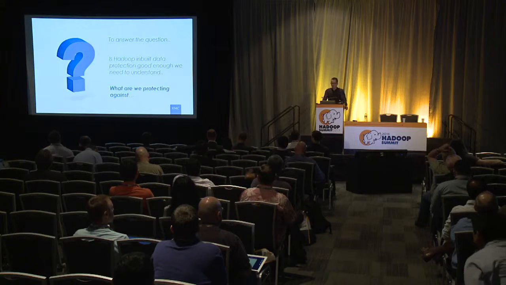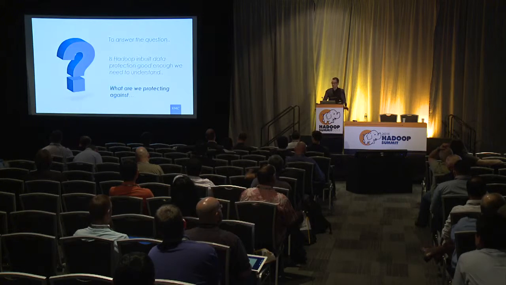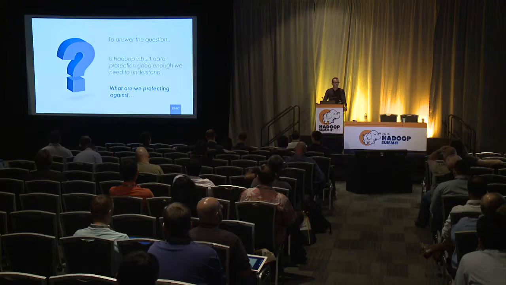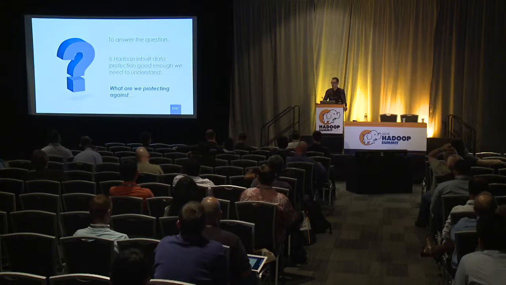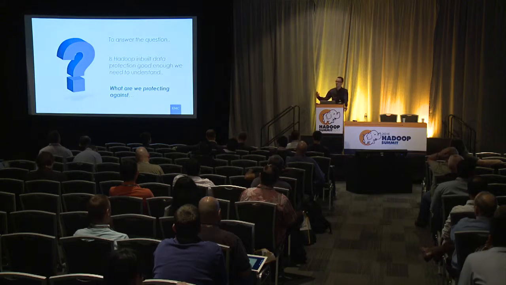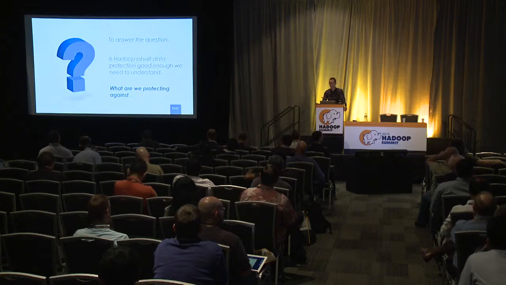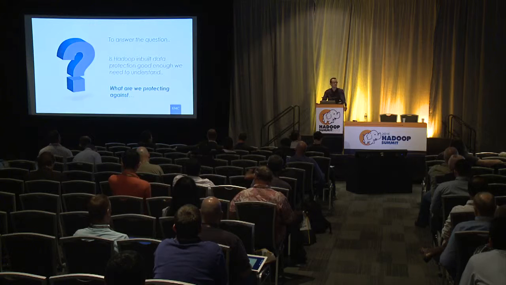So now we know what Hadoop provides out of the box with respect to data protection. We now need to ask the question, what are we protecting against? And how do Hadoop's inbuilt properties fare against the different events? Because that's really what's going to allow us to decide what we should do.